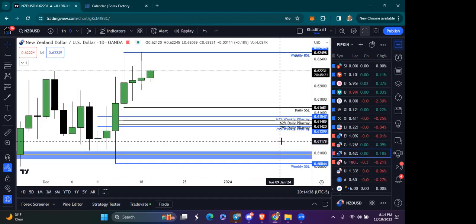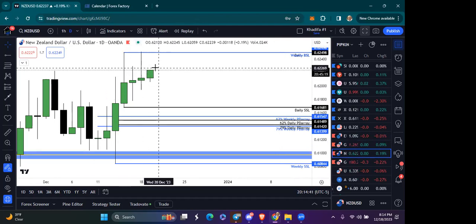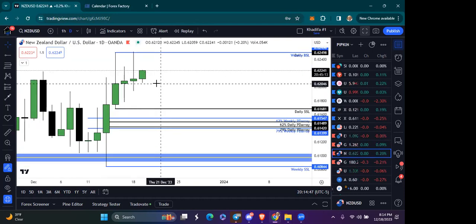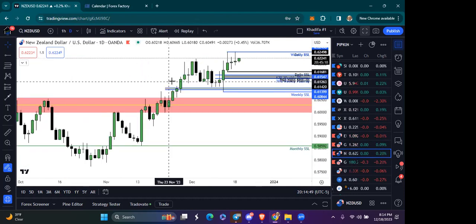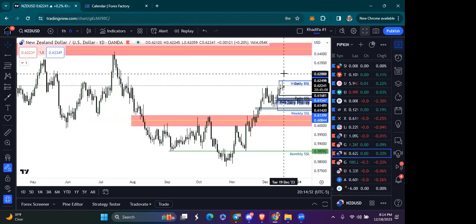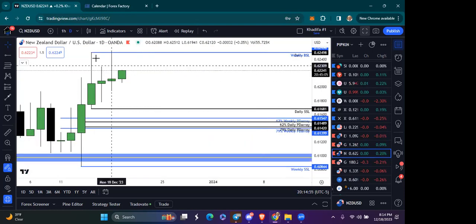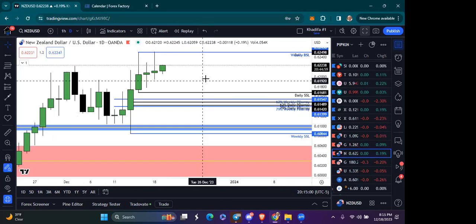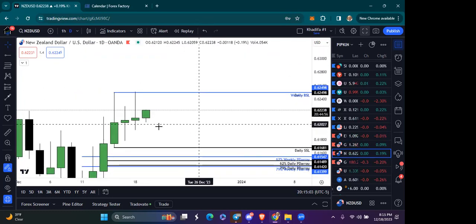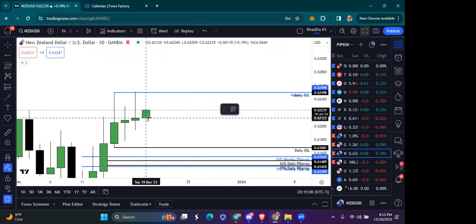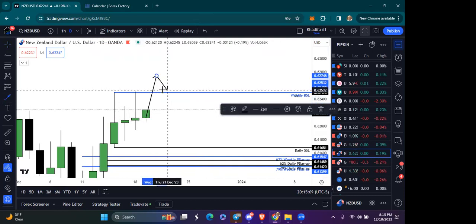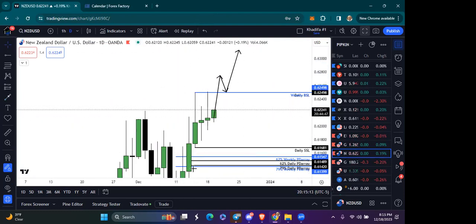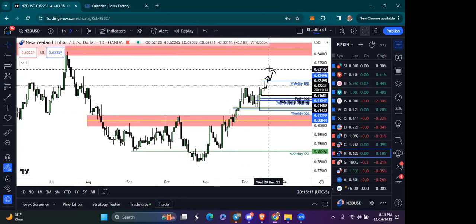And with NZD USD, I expect us to keep pushing higher, right? I would like to see us run that weekly buy side liquidity, break above it and close above it, and then come back down, retest it and continue higher. So something like this for NZD USD. Cool beans.